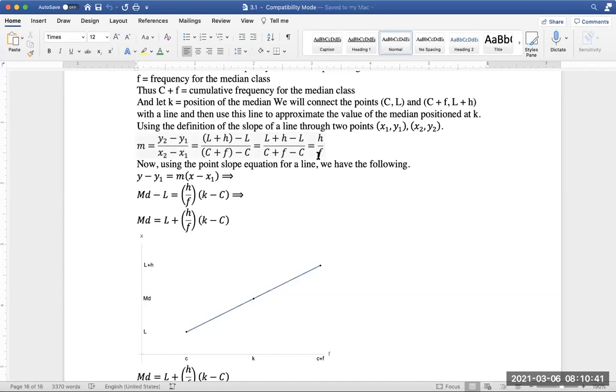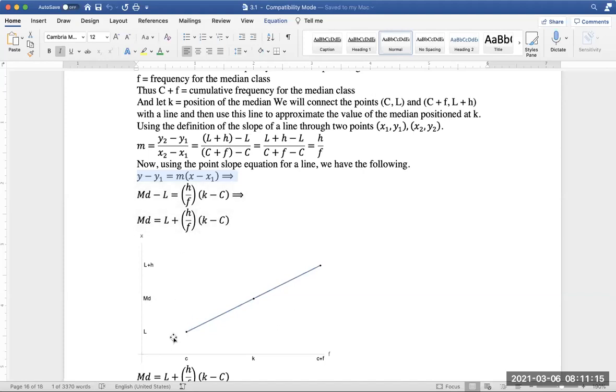So that's the slope of this line. That's the slope of this line here. So now, by the point slope form for the equation of a line, I have the following. Y minus Y1 equals M times x minus x1. And so, let's say that this is the point x, y. And so y is the median.